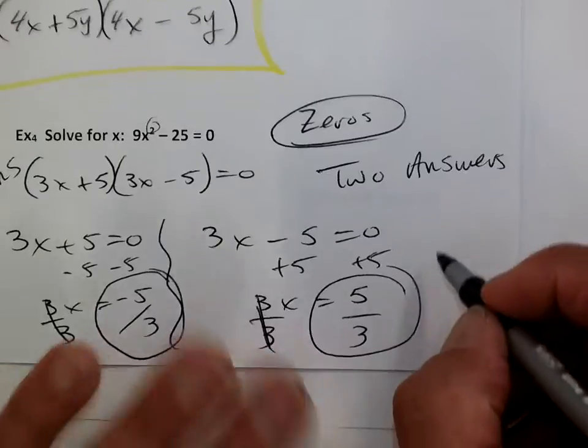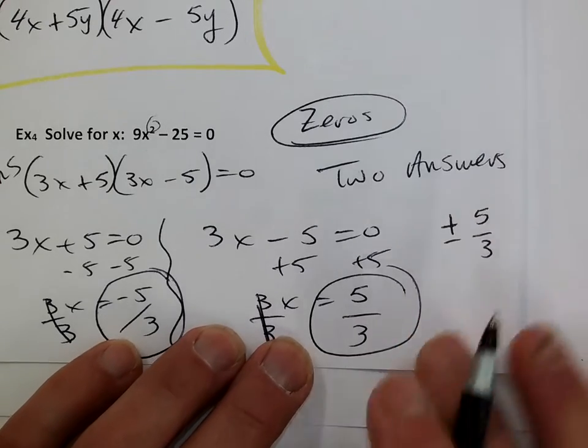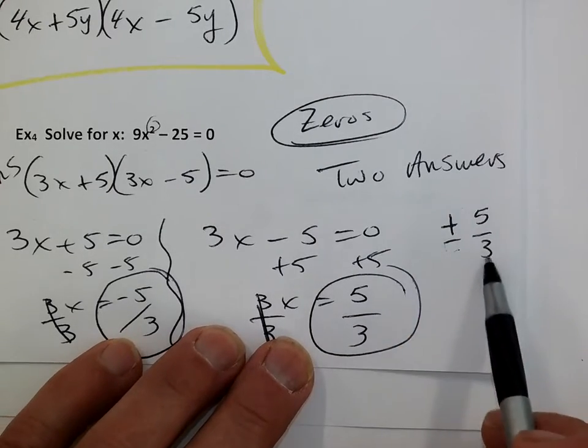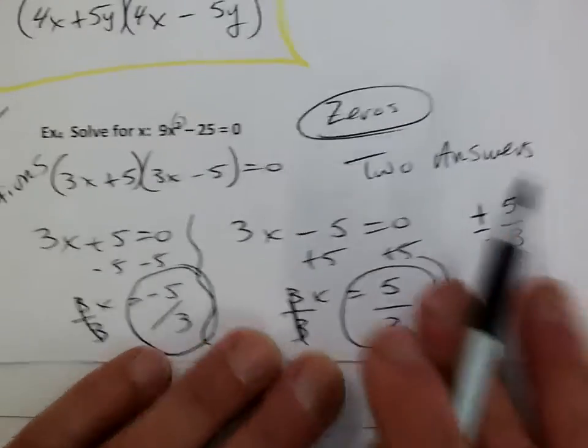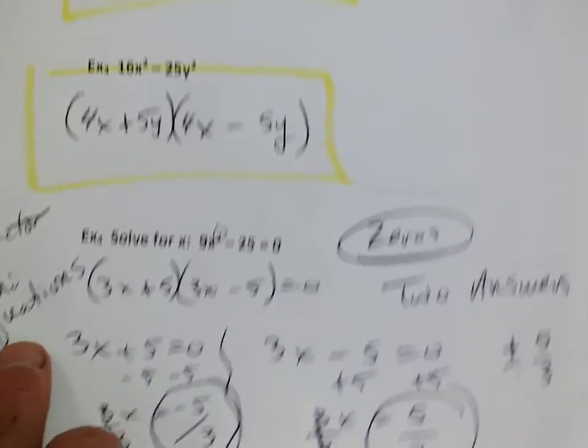Now later on, if you want to get fancy, you don't have to, but if you want to go fancy, we have written this sometimes like this. And it says both positive 5/3 and negative 5/3, so it's plus or minus 5/3. But this answer is fine, writing them both out, okay? Okay, next example.